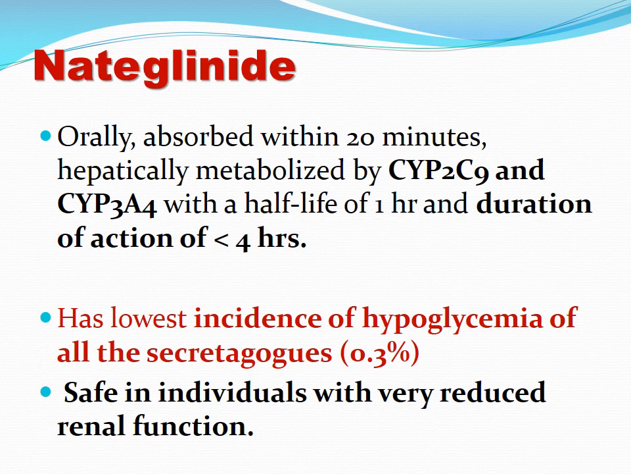It is given orally, absorbed within 20 minutes, and metabolized in the liver by cytochrome P450 2C9 and 3A4 enzymes, with a half-life of 1 hour and duration of action of 4 hours. It has the lowest incidence of hypoglycemia in this group, and is safe in individuals with very reduced renal function because the drug is metabolized in the liver.